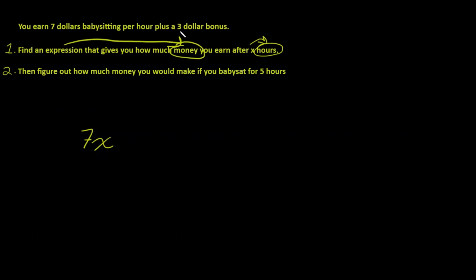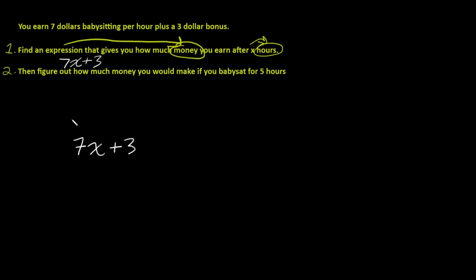And then we get a $3 bonus, right? So no matter how many hours, we will get plus $3. There's going to be $3 extra added on. Plus 3. And actually, let me rewrite this in a different color. 7x plus 3. Okay, this is our expression that gives us how much money we will earn after x hours. So I'll write this here, 7x plus 3.